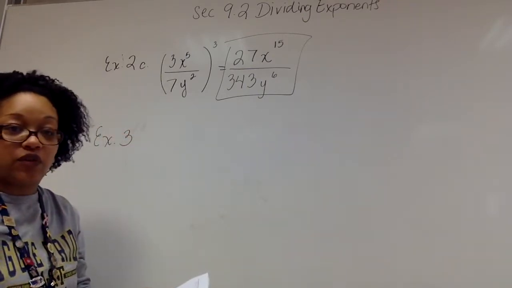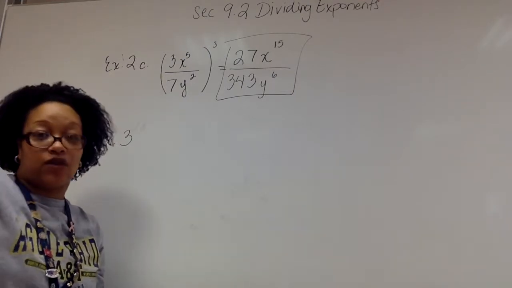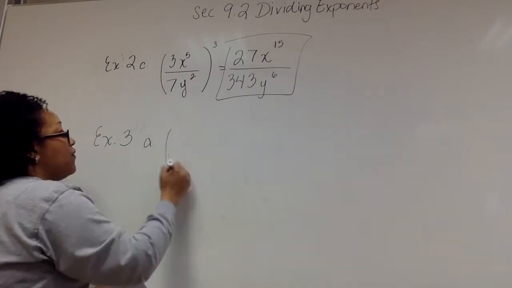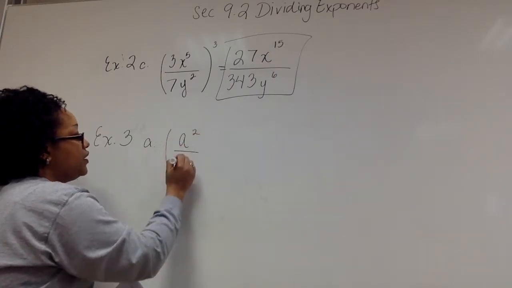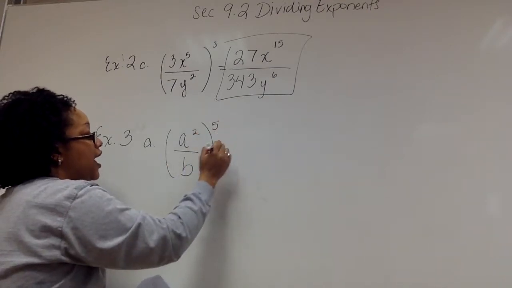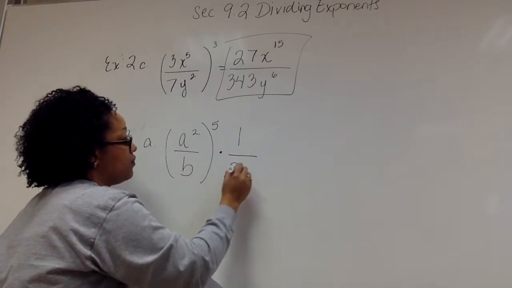Now, for example 3, we're going to put some things all together. Going to put the division rules together, some subtraction with the like bases, and raising that power to a power if you have a quotient. So let's start with letter A. So I have a squared divided by b, all raised to the 5th power, times 1 divided by 2a squared.